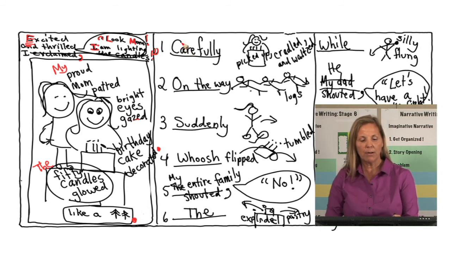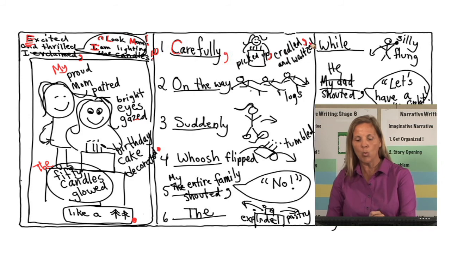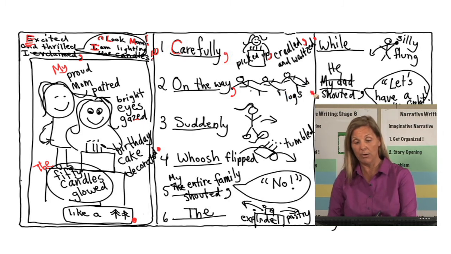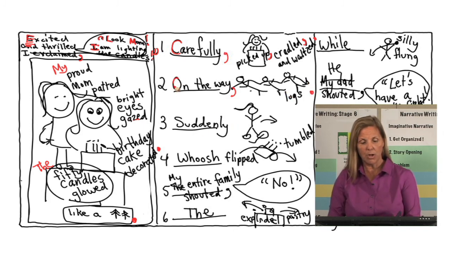Let's go to the middle. Carefully, comma, I picked up the cake, comma, cradled it in my hands, comma, and waltzed to the dining room to present it to my father. I'll put a period there. On the way, comma, I had to tiptoe over my cousins who looked like a bunch of logs on the floor, period. Suddenly, oops, on the way, don't forget that capital. So we're going through and we're actually going to have all the capitals, where the sentences begin and end, and we'll label it.